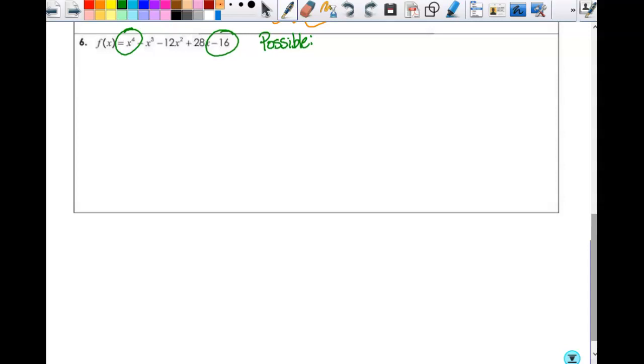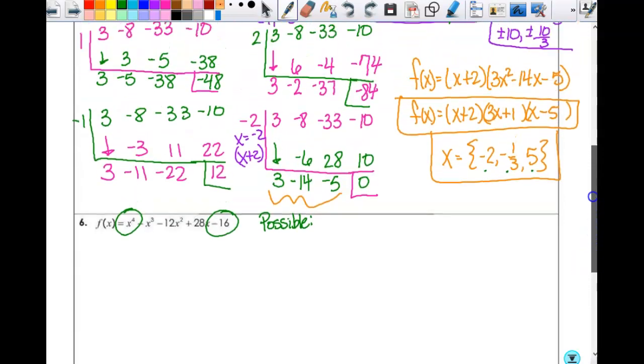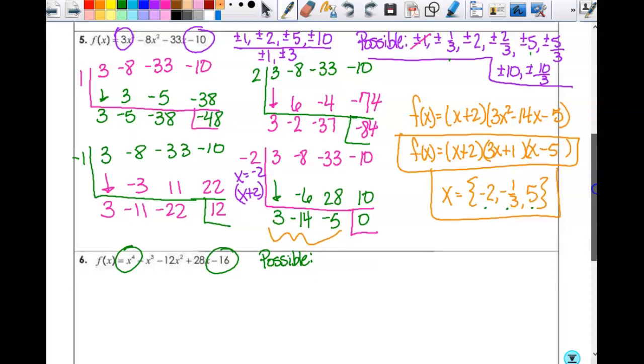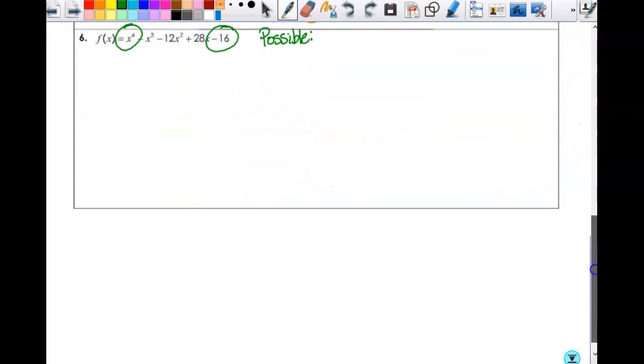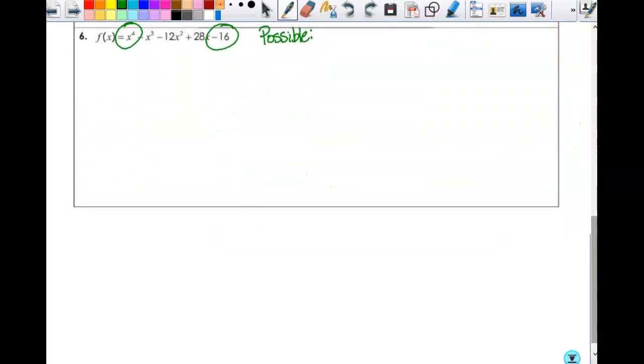All right, so my possibilities. Oh, did we skip 1/3? Did I just lie to you? Oh, we did skip 1/3. I'm sorry. Thank you. I apologize. All right, so my possibilities are plus or minus 1, plus or minus 2, no 3, plus or minus 4, and 4 times 4 is 16. So now I'm just matching them up with the rest. So plus or minus 8, plus or minus 16.